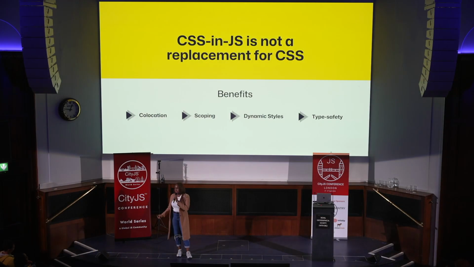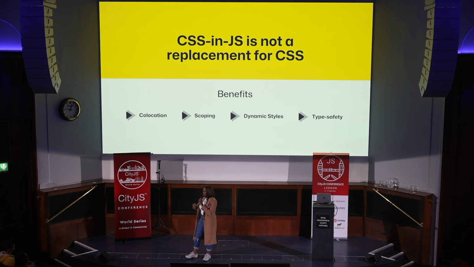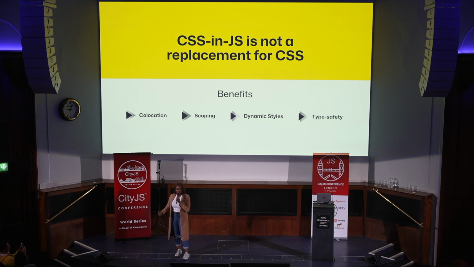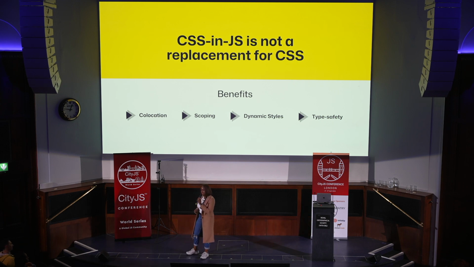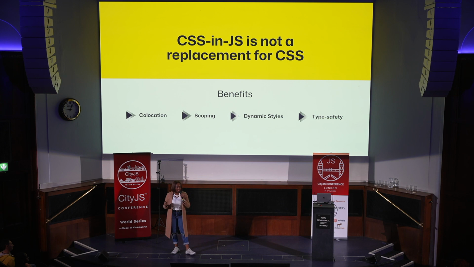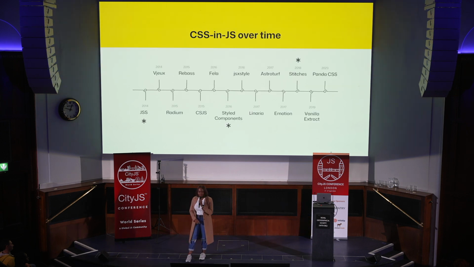Another benefit of CSS-in-JS is the fact that it gives us scoped styles. By scoped styles, we no longer need to worry about class naming conflicts, which is really amazing. CSS-in-JS also gives us dynamic styles and type safety right out of the box. And personally, I love it because it just gives me excellent developer experience when I'm building applications.